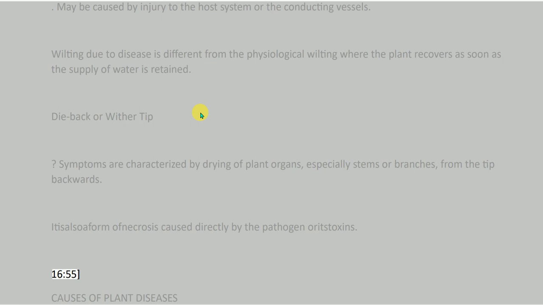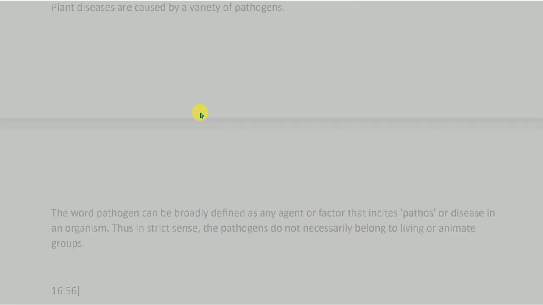Causes of plant diseases. Plant diseases are caused by a variety of pathogens. The word pathogen can be broadly defined as any agent or factor that incites pathos, or disease, in an organism. Thus in the strict sense, the pathogens do not necessarily belong to living or animate groups.